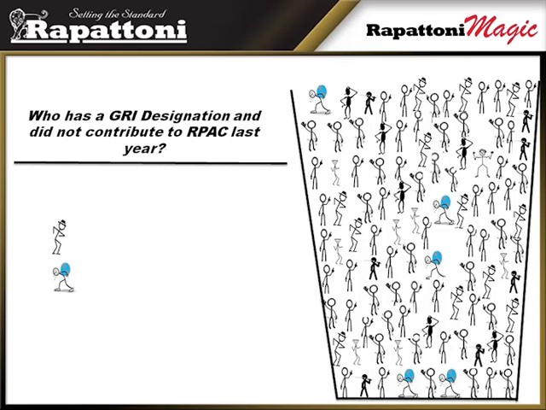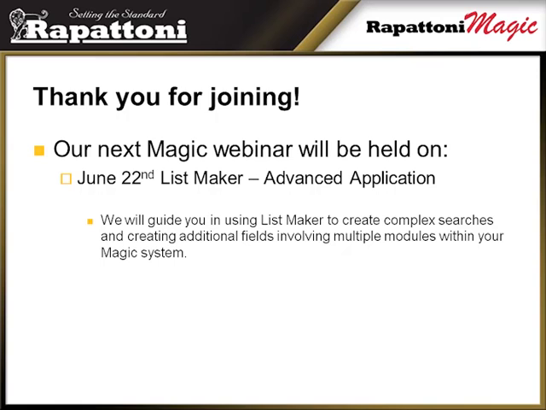Okay, but I have to wait till next week to find out. That's right. In 2 weeks, actually. 2 weeks. June 22nd. Thank you. We will see you then. We want to thank you, like we said, June 22nd, ListMaker, the advanced application, where we'll be guiding you in creating complex searches and creating additional fields involving multiple modules within your Magic system.